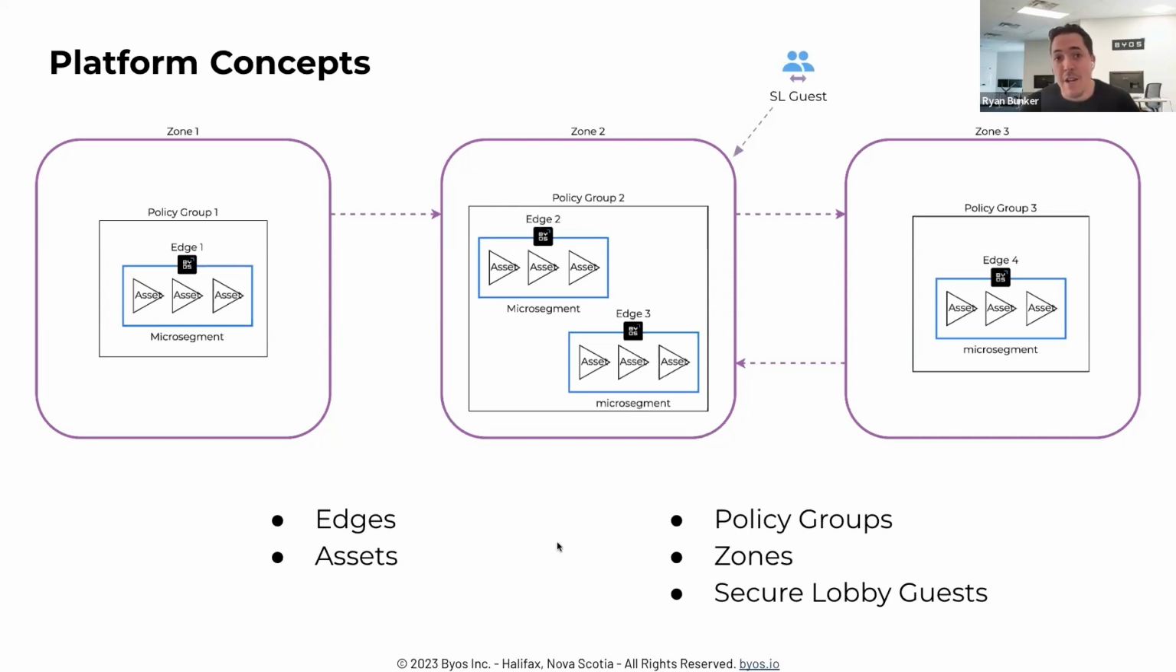Like what Jim said, zones are layer 3 logical segmentation within the Byos secure overlay that have a number of different access controls: inbound access, outbound access, and then access for secure lobby guests. And secure lobby guests are layer 2 tunneled connections into the secure overlay. So that's a very high level description of the concepts that you'll see in our demo later. But let's get into it, Jim.